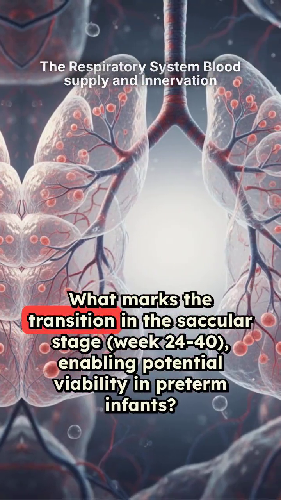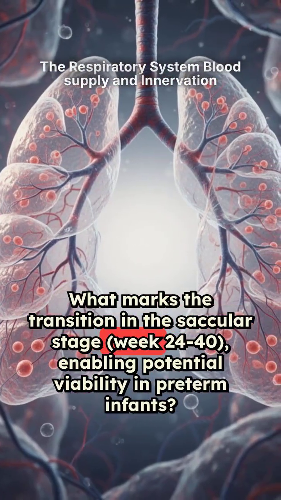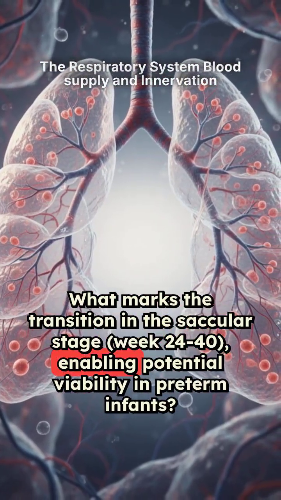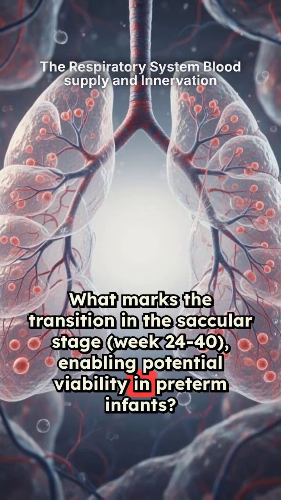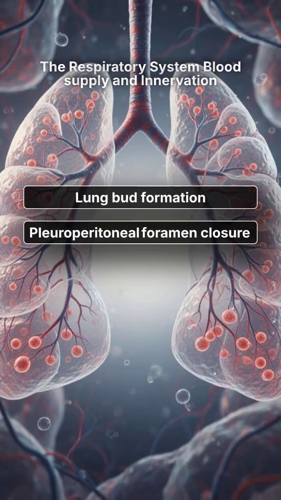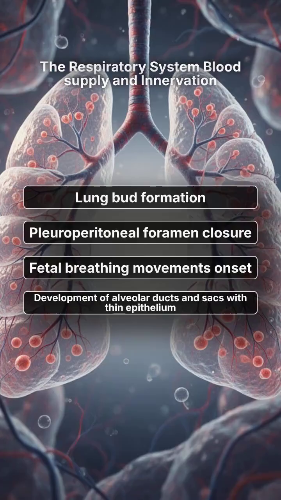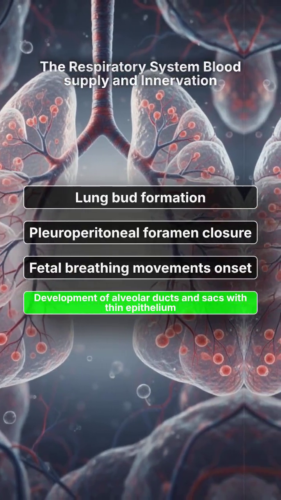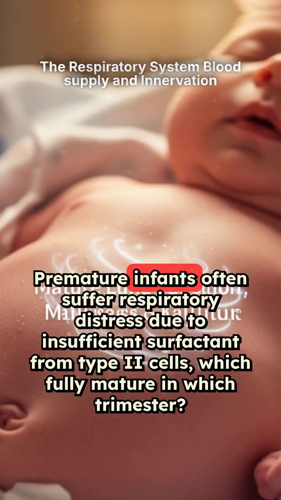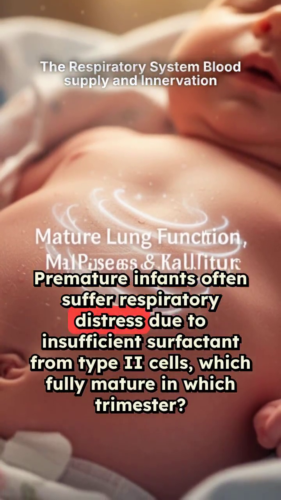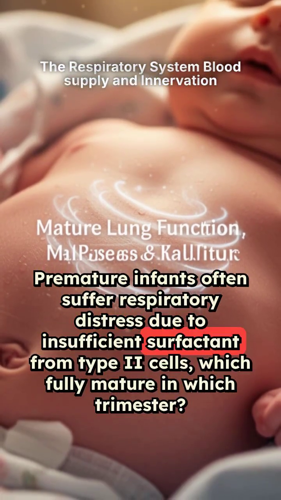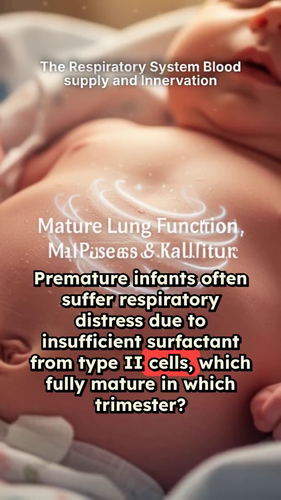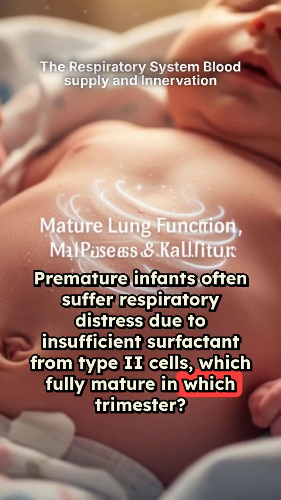What marks the transition in the saccular stage, week 24 to 40, enabling potential viability in preterm infants? Premature infants often suffer respiratory distress due to insufficient surfactant from type 2 cells, which fully mature in which trimester?